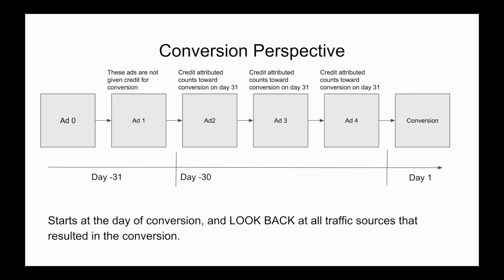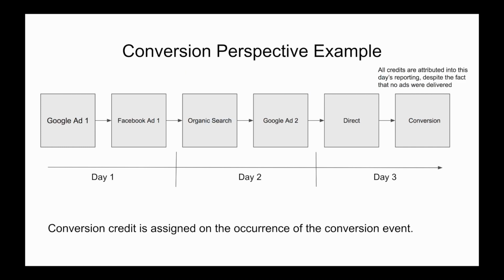So let's start with the conversion perspective, which anchors based on the occurrence of the conversion and looks into the past. So whenever conversion occurs, we consider that day one. And if the conversion window in this example is 30 days, we look back at all traffic sources that resulted in the occurrence of this conversion and attribute credit to everything that happened within that conversion window. And in the extreme case that we showed here, all conversion credits will be assigned on day three to all the channels because that's the time that conversion happened.